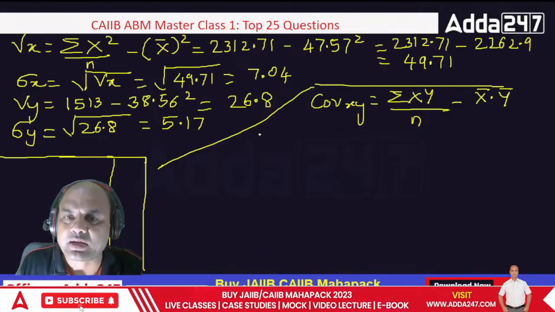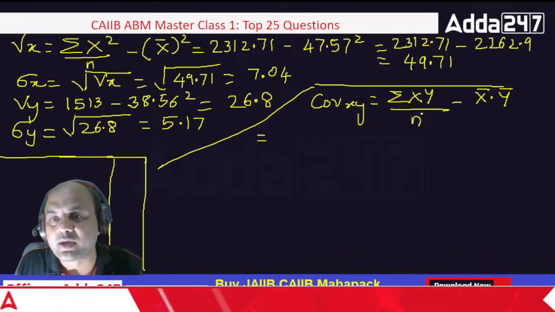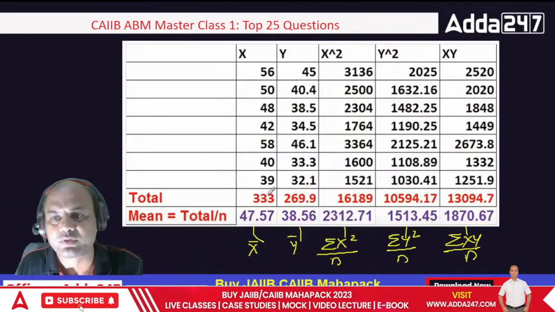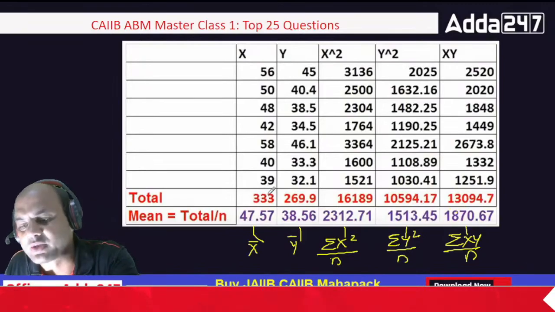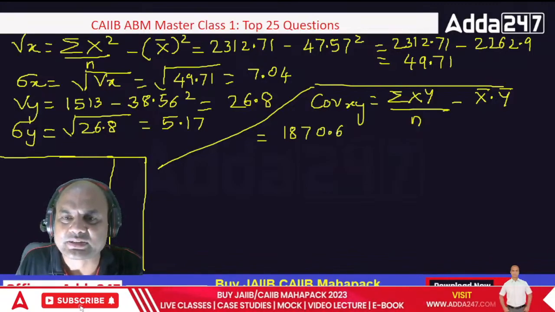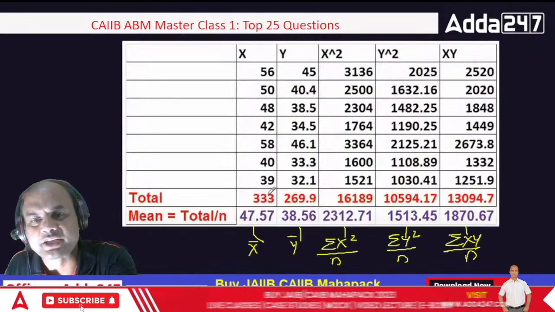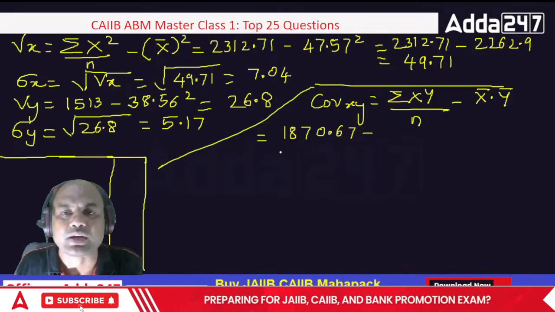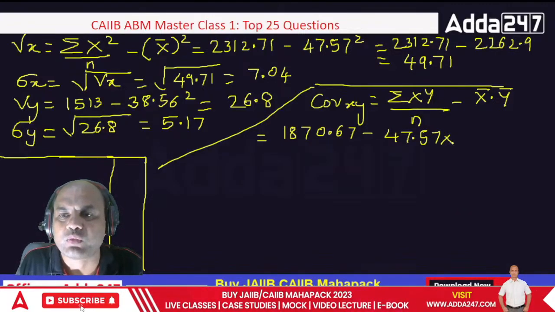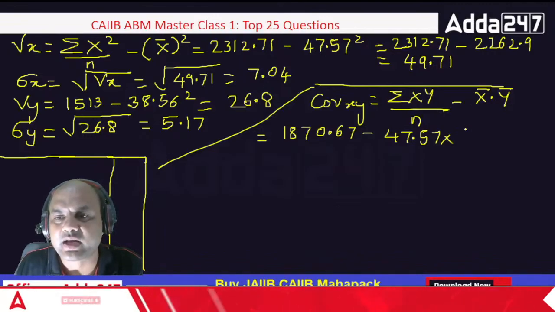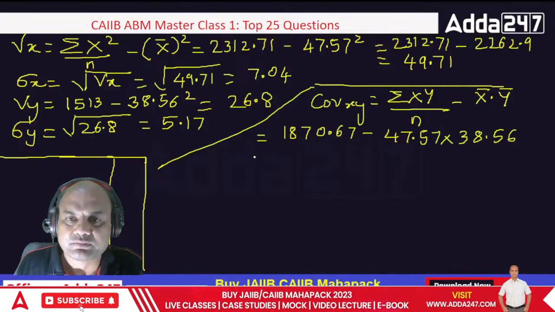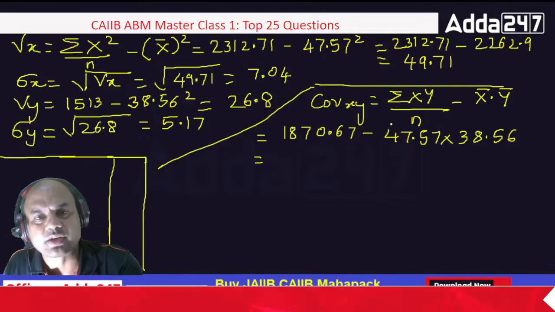So now you solve it again. It becomes summation xy upon n. Am I having this summation xy upon n? Yes, it's over here, 1870. I am having this 1870.67 something, minus x bar, which is 47.57, into y bar, which is 38.56. So now you solve it again. Everyone solve this. What is the answer you are getting?